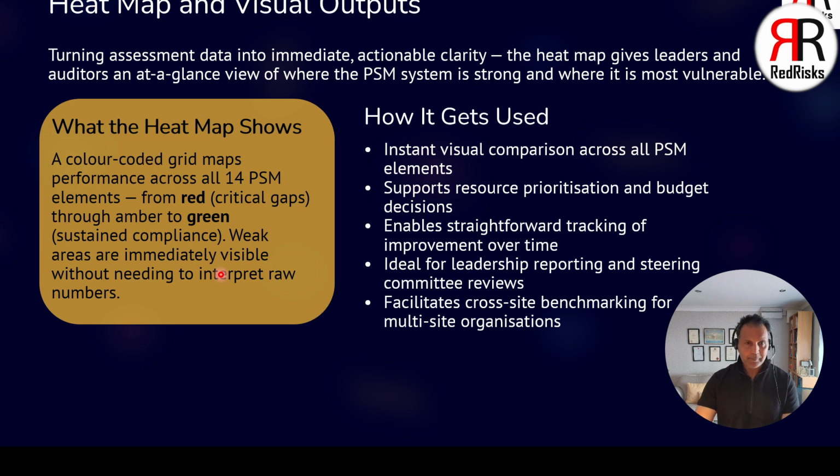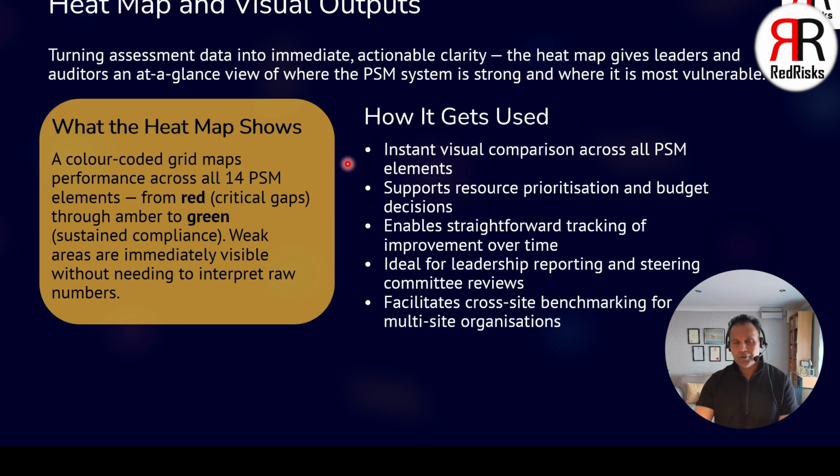What does the output look like? Well, we have a heat map. On the heat map, as I said, we capture the maturity scales of 1 to 4, and each one is shown in terms of red through to amber through to green. So that gives you a visible, quick view on where each of those elements are and where you need to really focus your efforts.